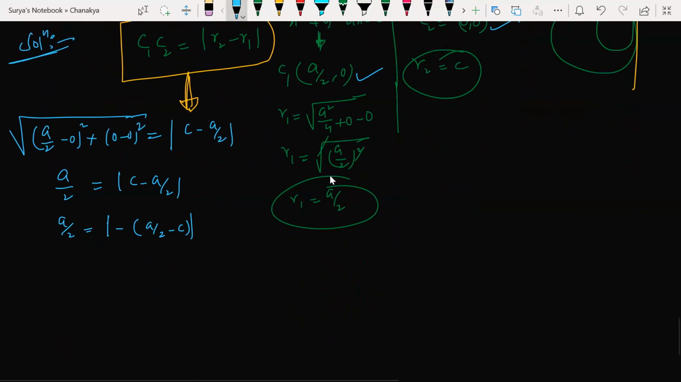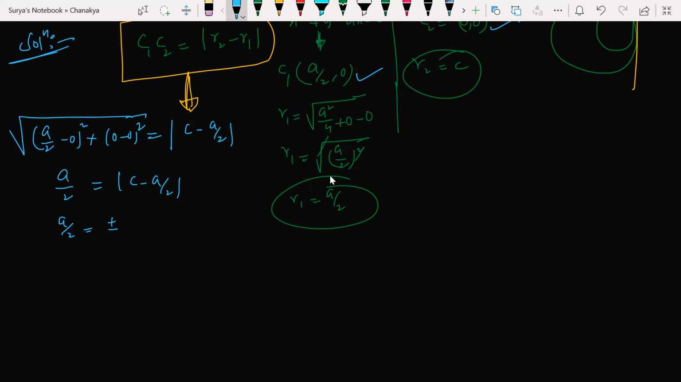Okay. Now how can I write this? A by 2 is equal to a by 2 minus C. Am I correct? So a by 2 will get cancelled here. What is the C value? C value is 0. Okay. Yes or no, guys? Are you guys able to understand or not? Hello. Yes, sir. Look, no one is responding. I think you are getting confused.